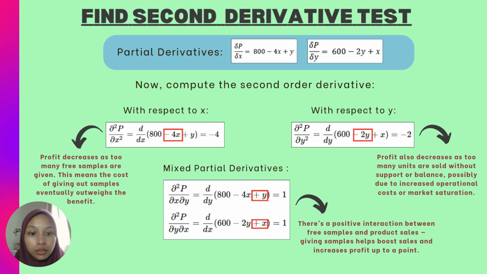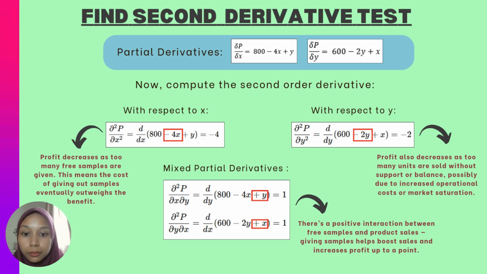Now we see the partial derivative with respect to y. We look at the negative y. We differentiate it and then we get negative 2. Also negative. So the profit will also decrease as too many units are sold without support or balance, possibly due to increased operational cost or market saturation.